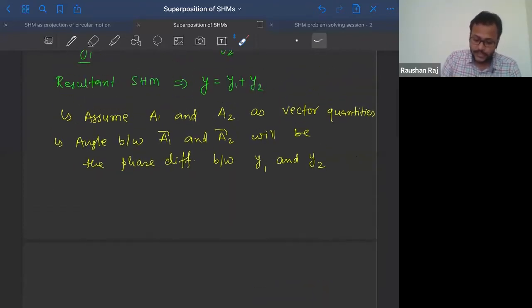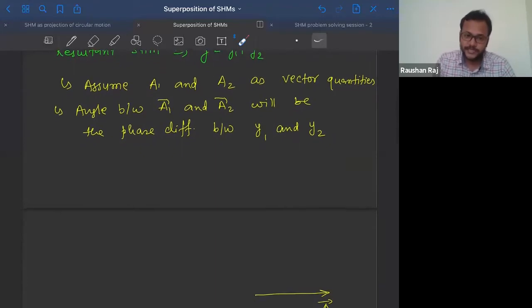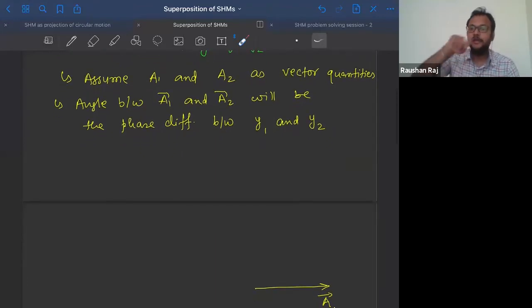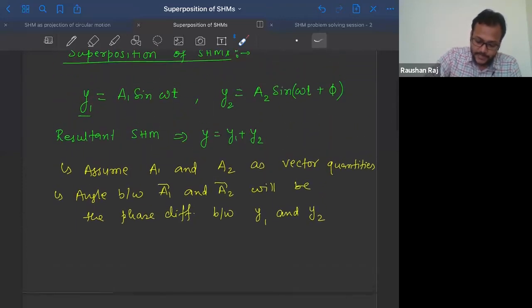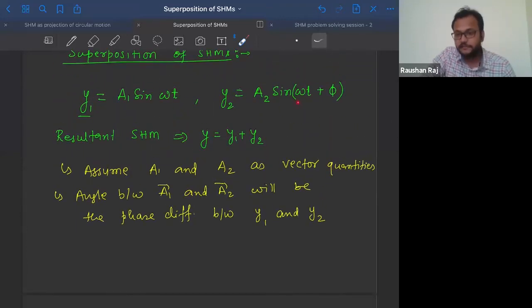Now we know that angles are always considered positive if we consider them in the anti-clockwise direction, right? So I'll try to follow the same approach here. Now tell me, which one has the larger phase here? If phi is a positive number, can I say that this is having a greater phase? So I can say this Y2 is leading Y1 by a phase of phi, okay?